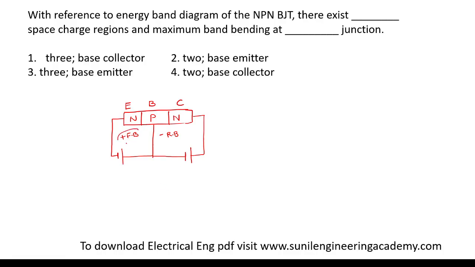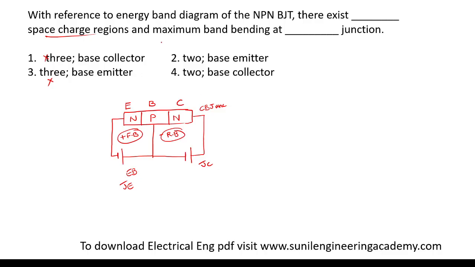Now it is forward bias, and this one is reverse bias. So how many space charge regions, that is, how many junctions do we have? EB junction, which we can also call the JE junction, and the CB junction, or you can say JC junction. So two junctions are there. So we can eliminate these three.